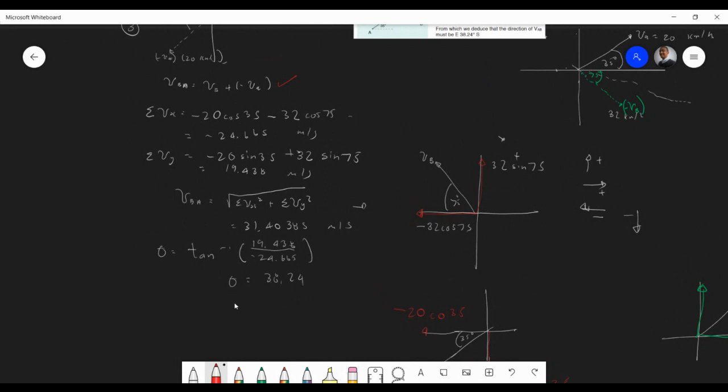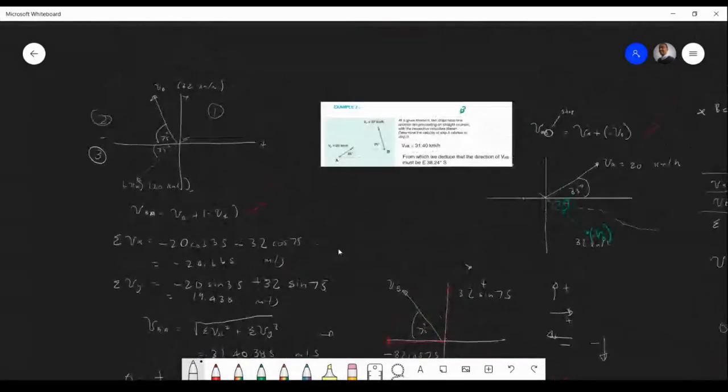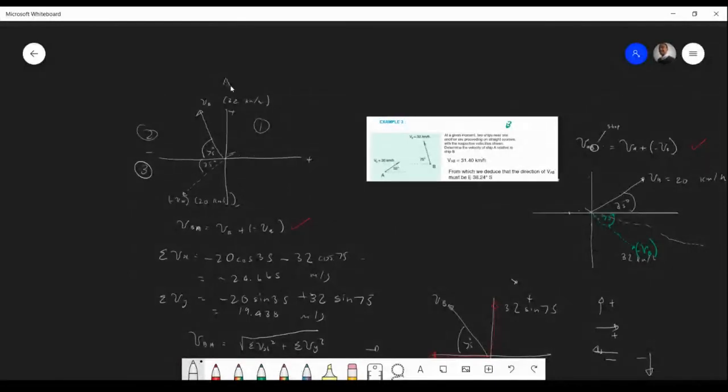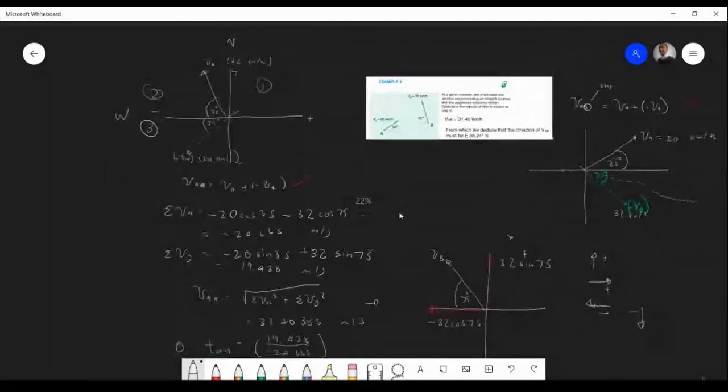So now I got... this is negative now, right? That's the actual answer there. But it's not so simple. It's west of north. There we go. This is what I'm talking about. So now that's there. That's north.